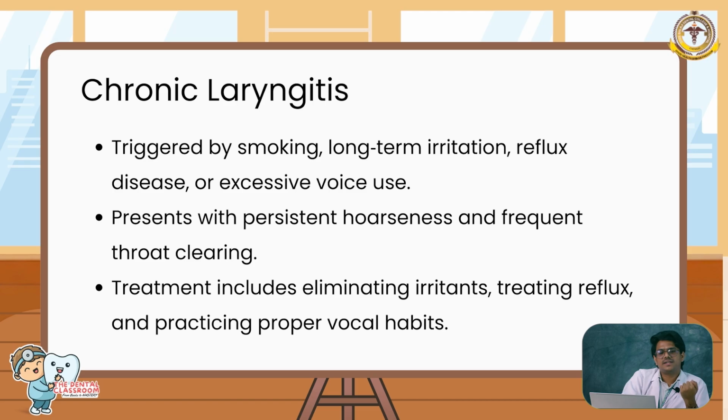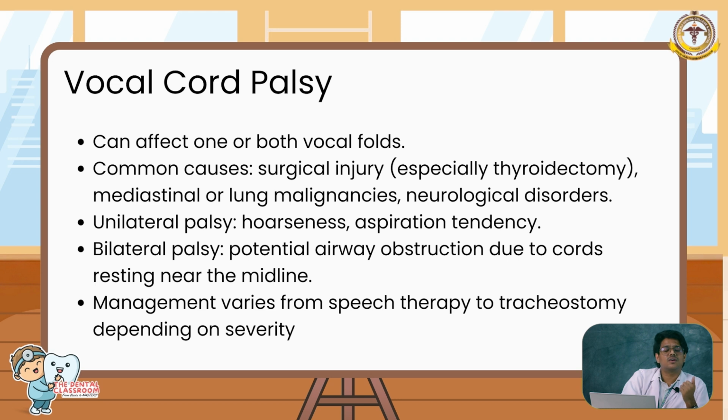Coming to chronic laryngitis, due to chronic irritation: smoke, reflux, infection, overuse of the voice. Symptoms are persistent hoarseness, throat clearing and cough. Treatment is to remove irritants and treat with PPI therapy, also known as proton pump inhibitor therapy, voice hygiene and avoiding shouting.